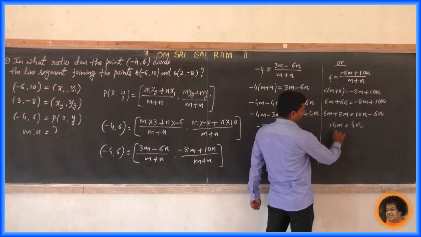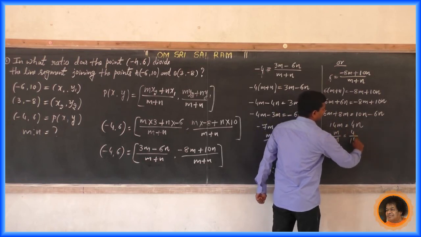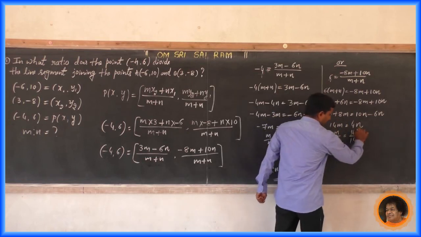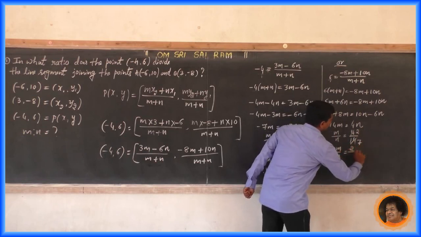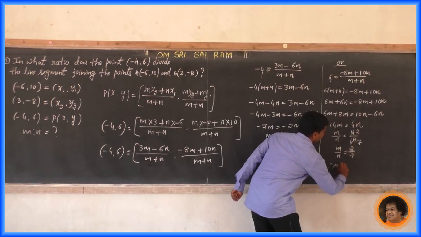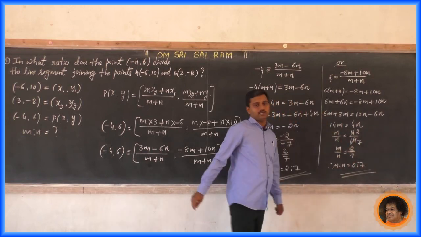Now how to find the ratio? So m divided by n equal to 4 divided by 14. 2 2s are 4, 2 7s are 14. So m divided by n equal to 2 by 7, or m is to n equal to 2 is to 7. So this is the required ratio.